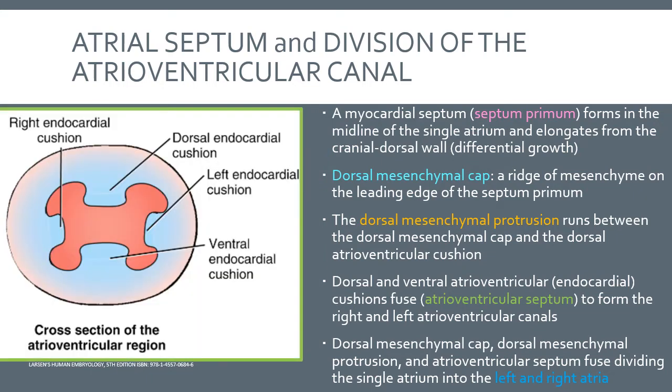So the dorsal and ventral AV cushions, or endocardial cushions, are going to fuse. This is a cross-section of the AV canal. And what we're seeing here is that the dorsal endocardial cushion and the ventral endocardial cushion are growing together, ultimately forming a septum, separating the outflow tract into the 2 separate vessels. Okay, so we have right and left atrioventricular canals.